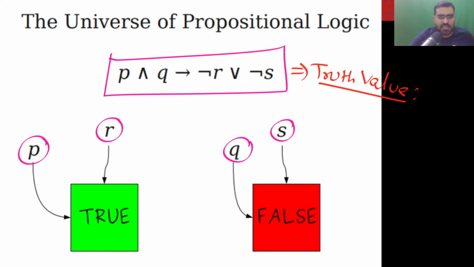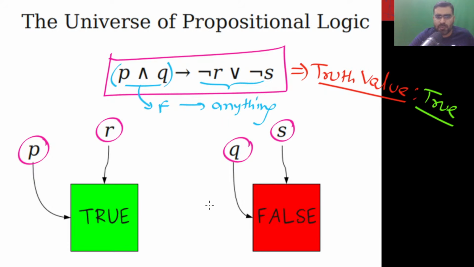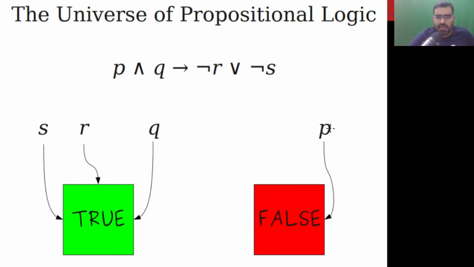You can easily see, first of all, the precedence of this conjunction is more than the precedence of this implication. So first you will do this p and q. This p and q is going to be false, correct? False implies anything. False implies anything is true. So the truth value will be basically true. So this expression will be true. Very simple.